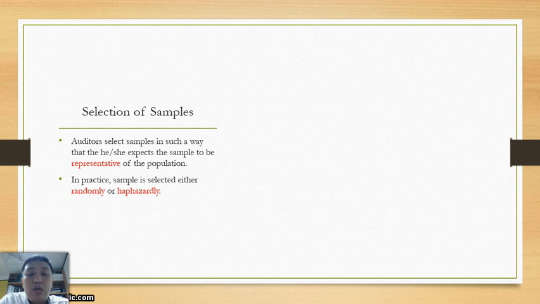When auditors do sampling, they are very careful in their selection because they want the samples that they choose to be representative of the population. Representative of the population means that the samples share the same characteristics as the rest of the population that is not being tested.